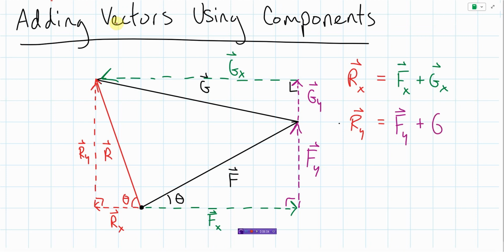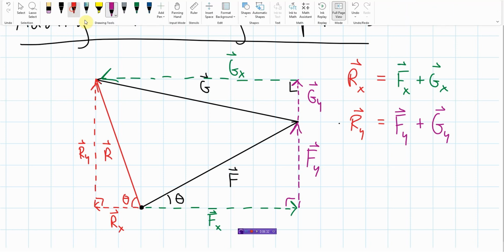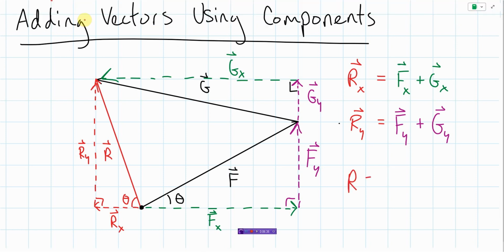So the Ry equals the sum of Fy and Gy. Okay, so the idea behind adding by components is I take any vectors that I have that are at angles. I use the idea of components and some trigonometry to find their components. Then I add together just the x's to get a total x and just the y's to get a total y. And then I will have made this red triangle where I've got the two legs. I can then find the magnitude of r by doing the Pythagorean theorem with those two legs. So it would look like this.